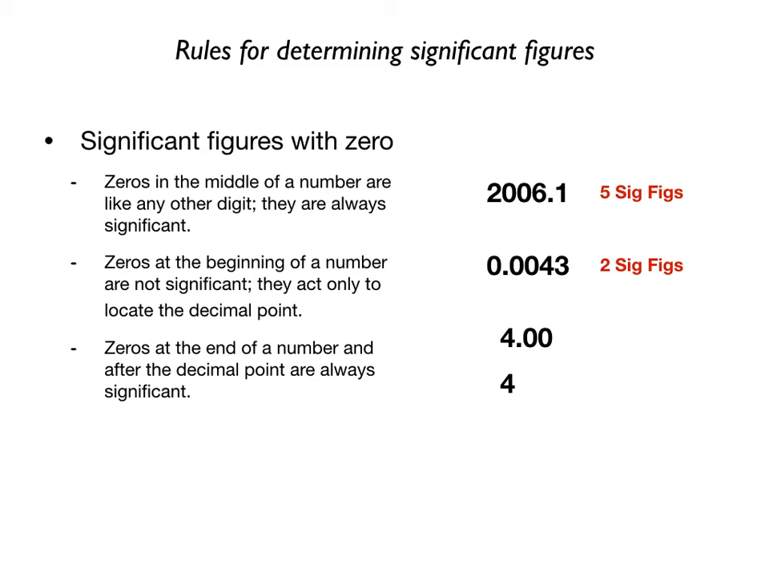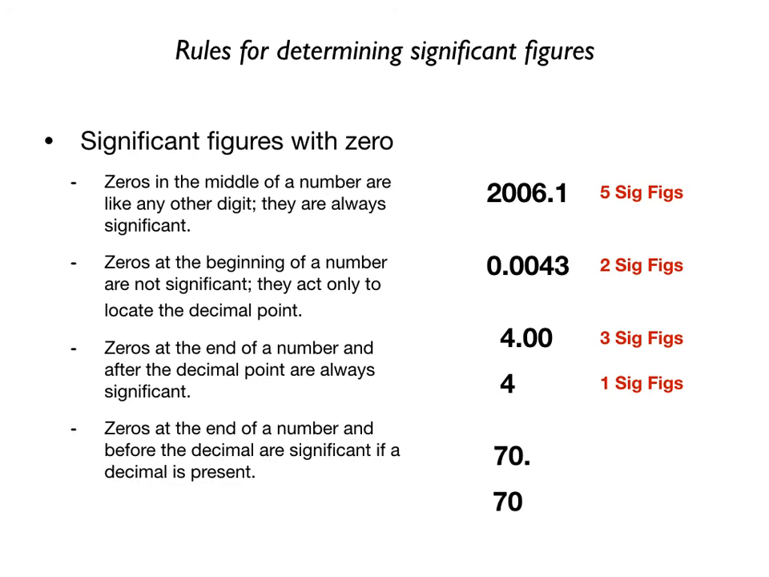If the zeros are at the end of a number and after the decimal point, they are always significant. So take, for instance, the difference between 4.00 and 4. 4.00 has 3 sig figs, whereas 4 has 1 sig fig. And just think about that in terms of the error. 4.00 means the error is plus or minus 0.01, whereas 4 tells you the error is plus or minus 1.